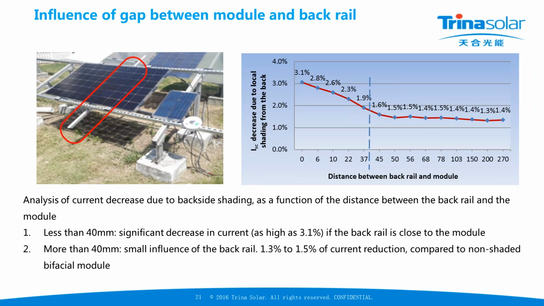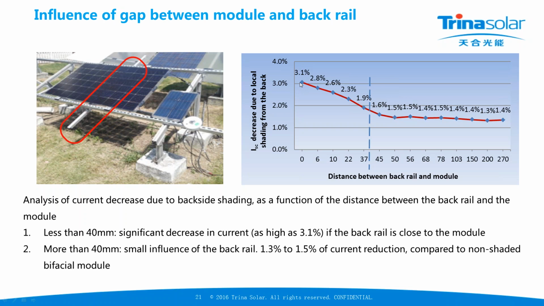So what's the influence of the rail on the backside? This experiment shows different bifacial modules with a back rail from 0 to 270 millimeters. You could see that the short circuit current of the module is reduced.